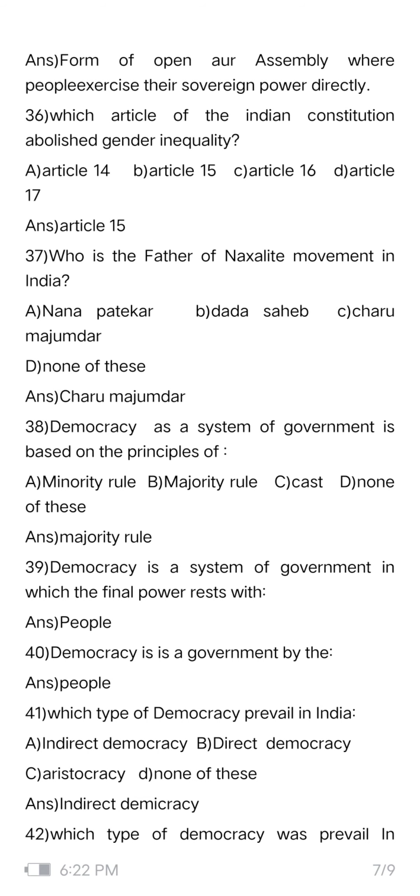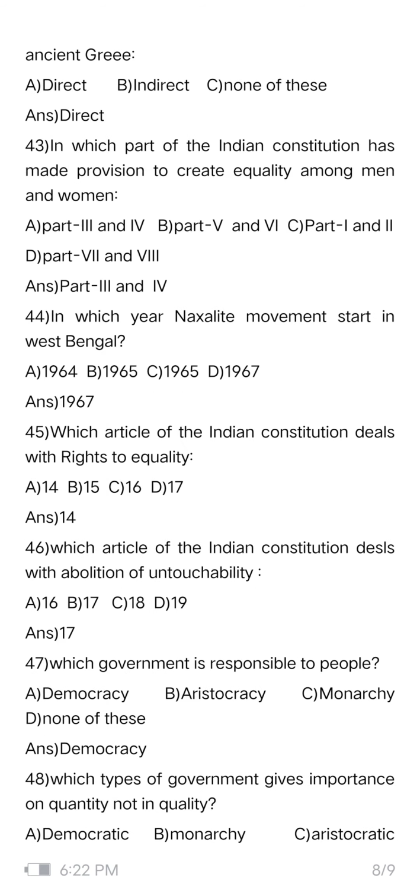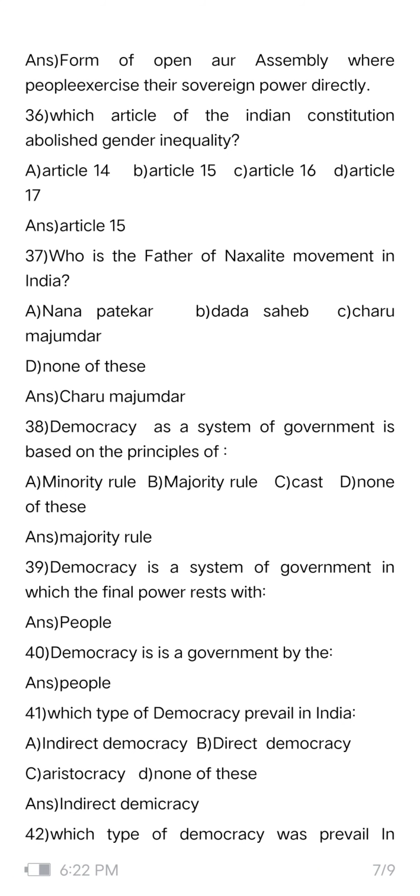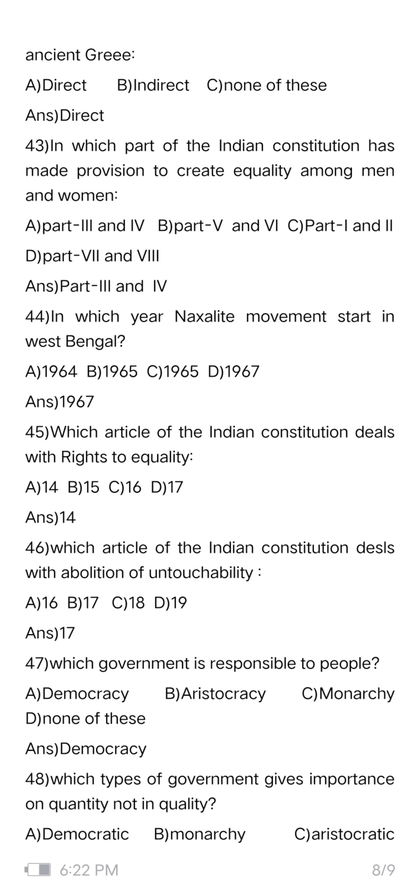Next question is, which type of democracy was prevailing in ancient Greece? Option A, direct democracy. Option B, indirect democracy. Option C, none of these. Right answer is direct democracy. Direct democracy was prevailing in ancient Greece.